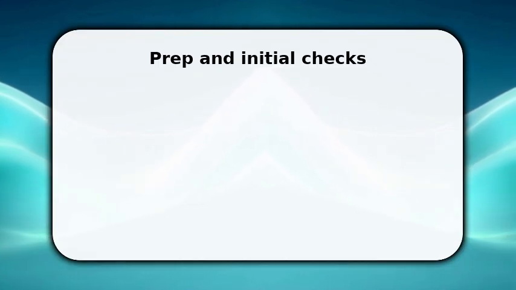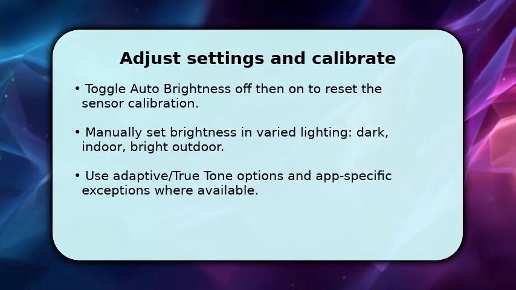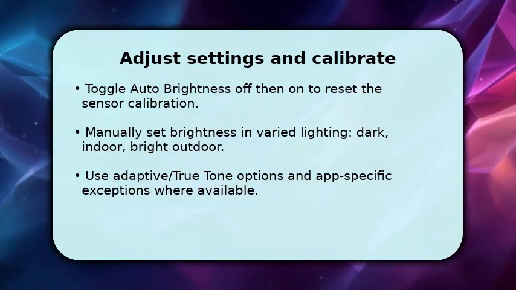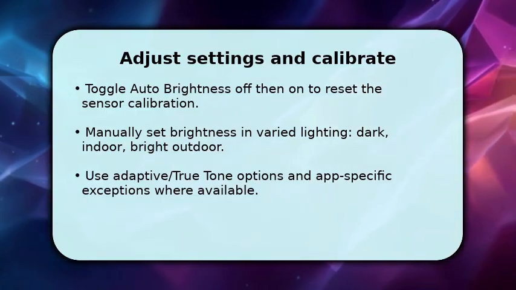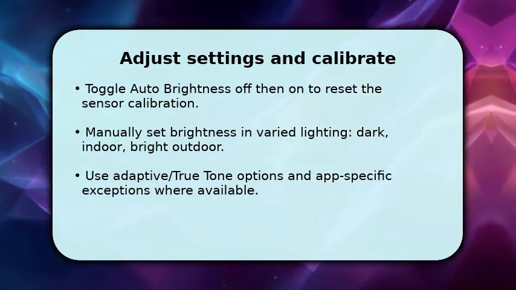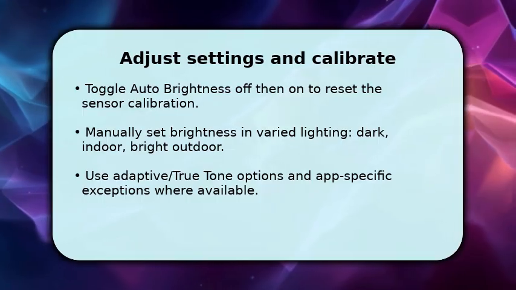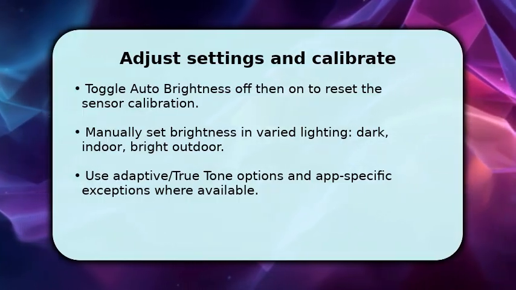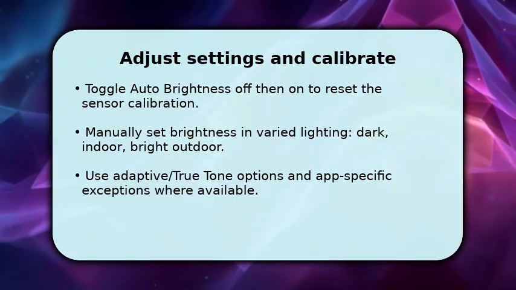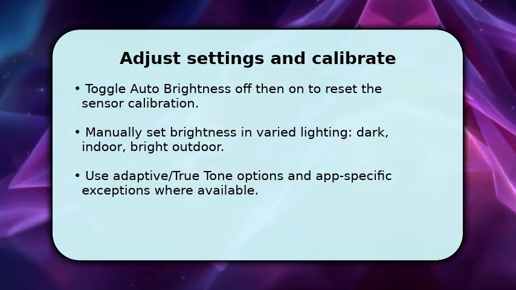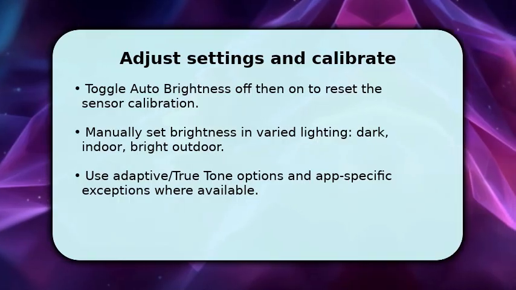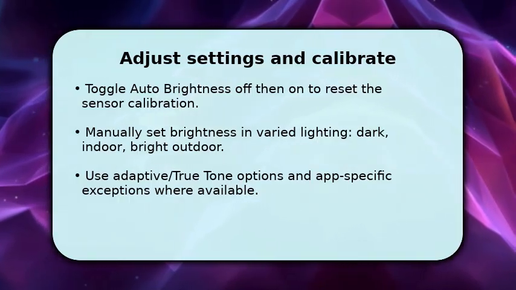This often corrects misreadings. Next, manually change brightness across multiple environments, darkroom, office lighting, and bright sunlight, so the system learns your preferred levels. Make sure to enable any adaptive or true tone features your OS offers, and also review app-specific brightness exceptions. These nuanced adjustments shape how your device behaves.